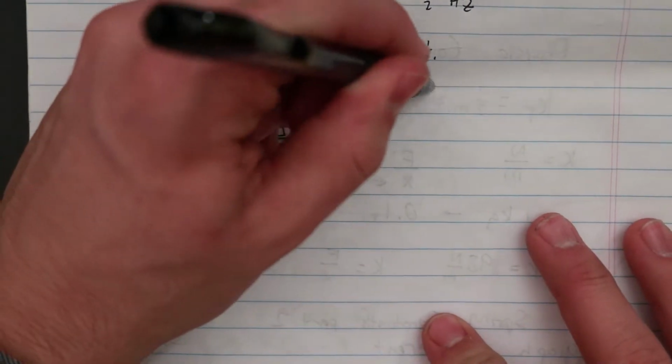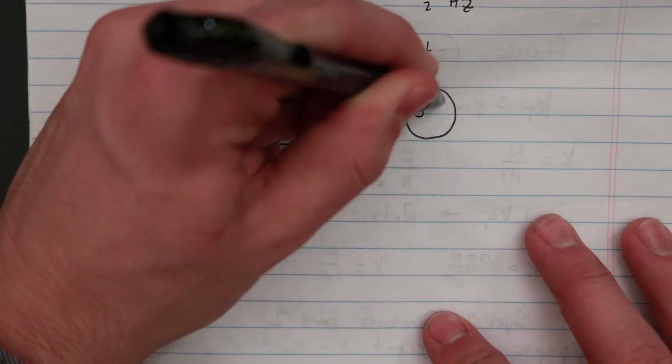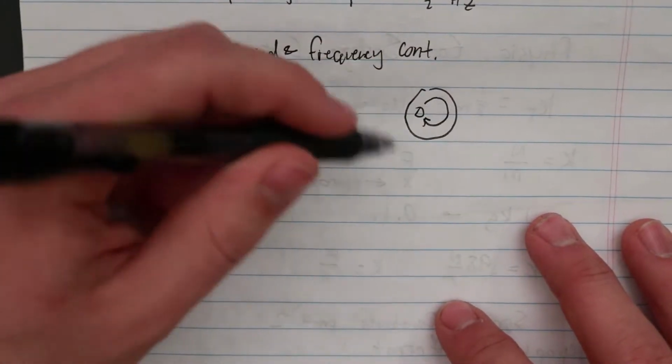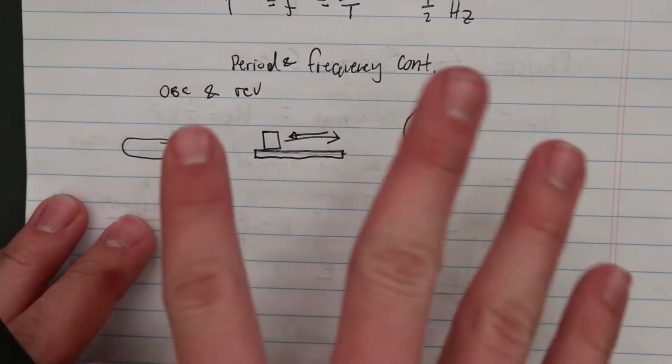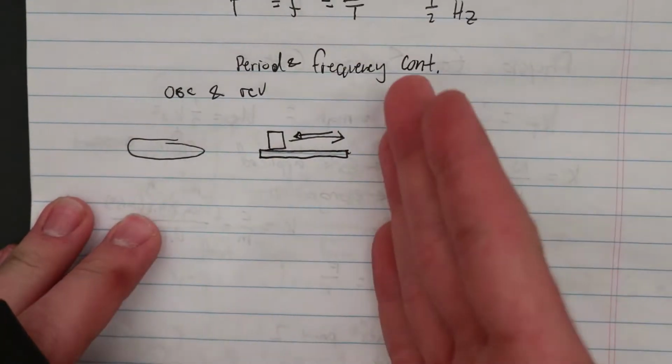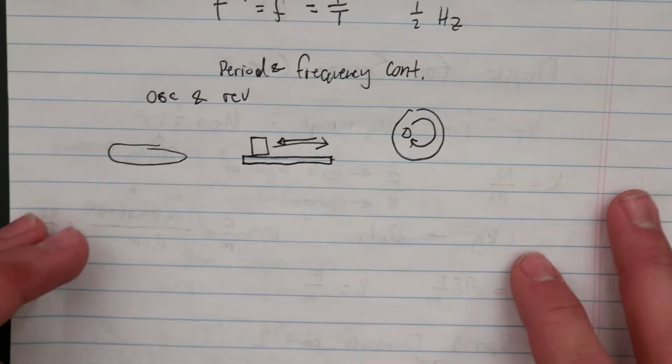But if you looked at it from the top, you would see your food spinning around and around. And this is how we have a relationship between an oscillation and a revolution, because they're kind of the same thing.